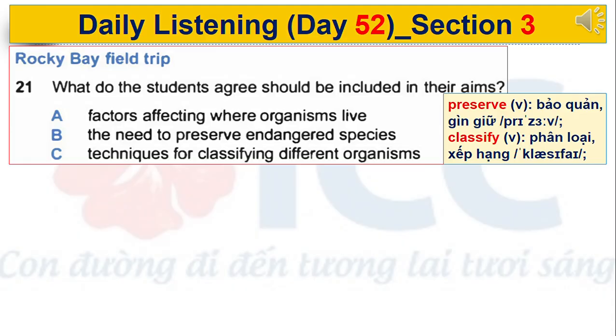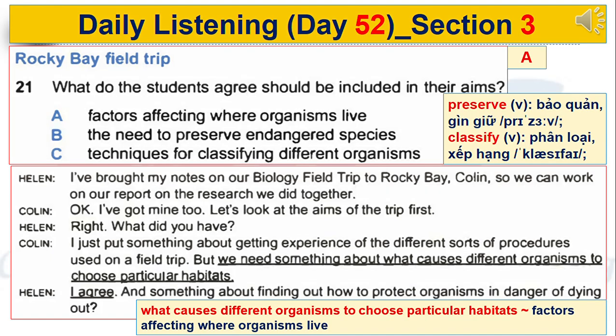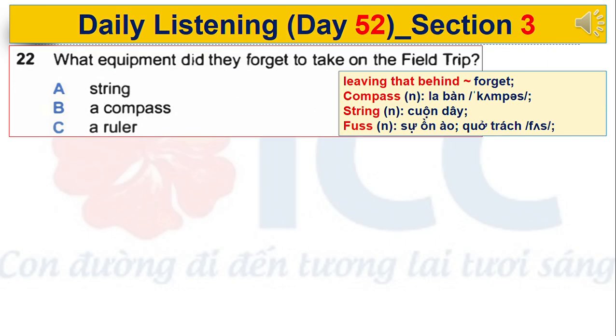I've brought my notes on our biology field trip to Rocky Bay, Colin, so we can work on our report on the research we did together. OK. I've got mine too. Let's look at the aims of the trip first. Right. What did you have? I just put something about getting experience of the different sorts of procedures used on a field trip. But we need something about what causes different organisms to choose particular habitats. I agree. And something about finding out how to protect organisms in danger of dying out. In our aims? But we weren't really looking at that.